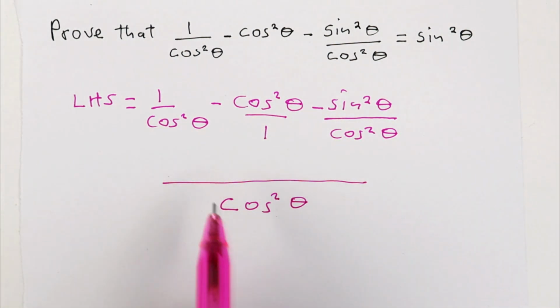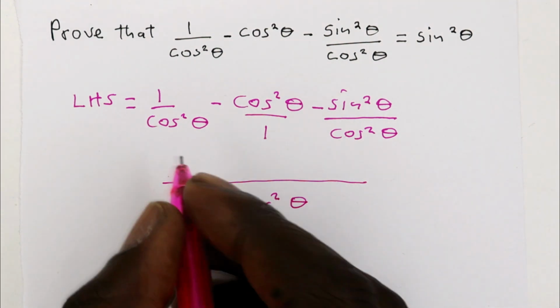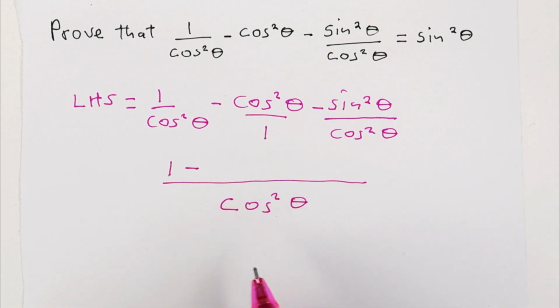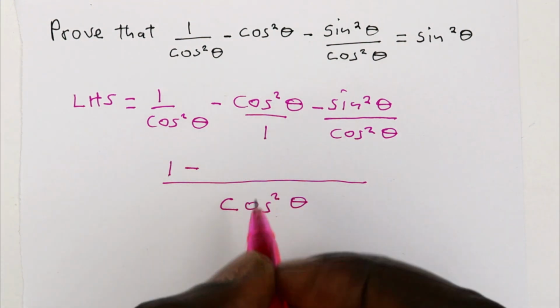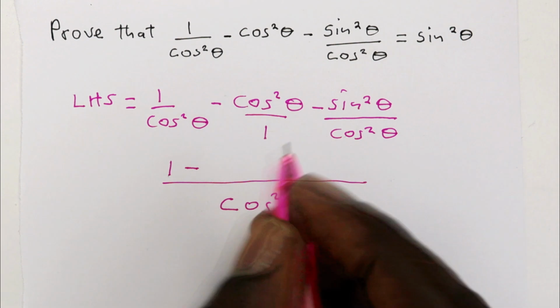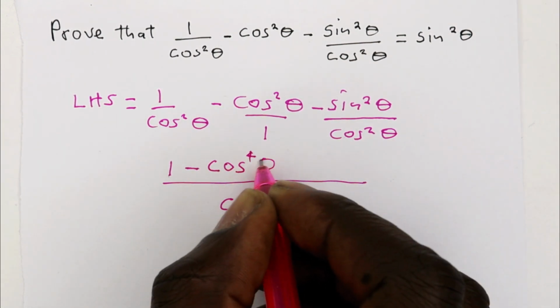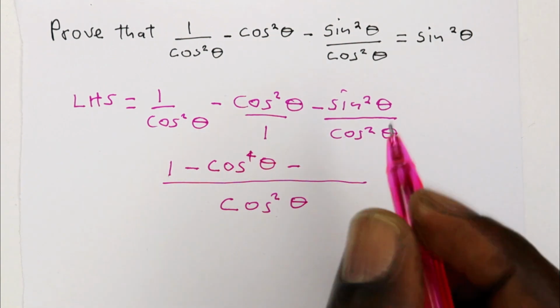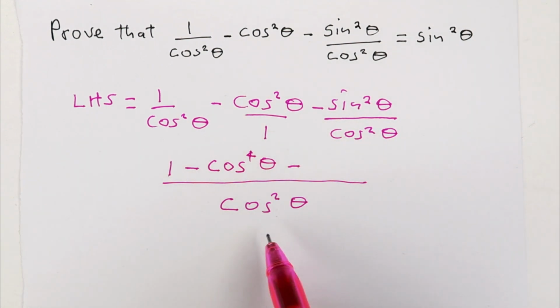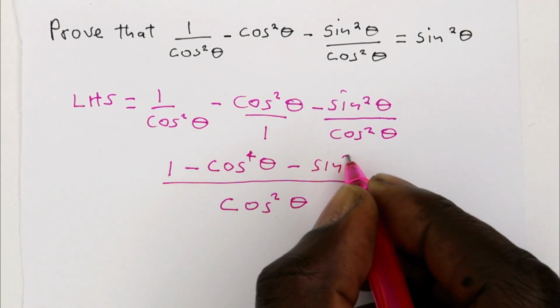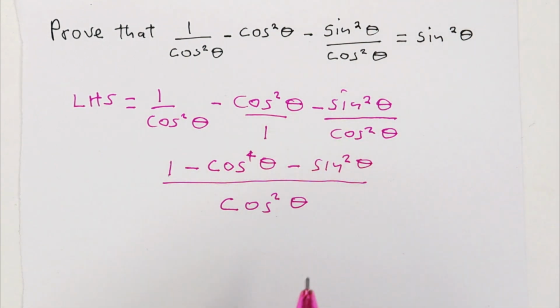So cos squared theta goes here once. So 1 times 1 is 1, minus 1 goes into cos squared theta times, so cos squared theta times cos squared theta, that will be cos to the power 4 theta, minus cos squared theta goes here once. So 1 times sine squared theta is just sine squared theta.